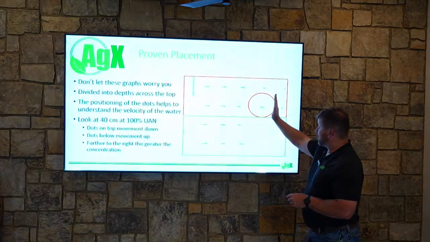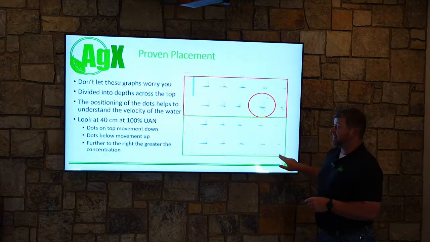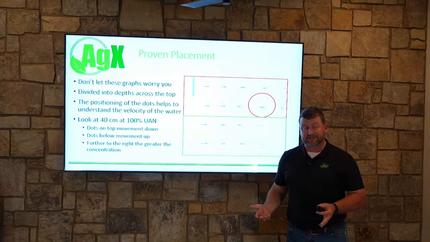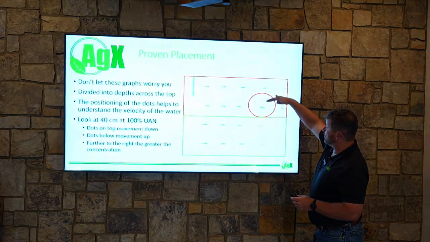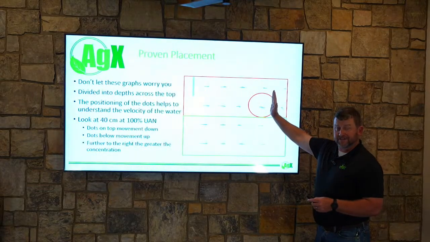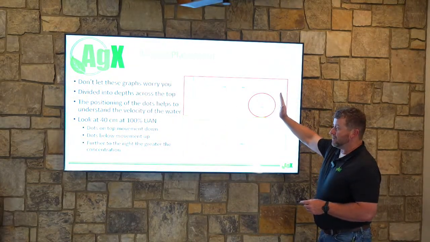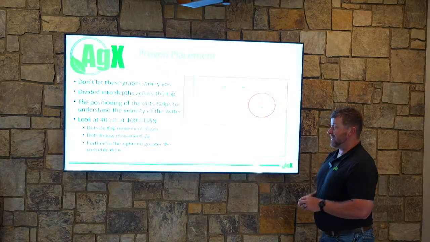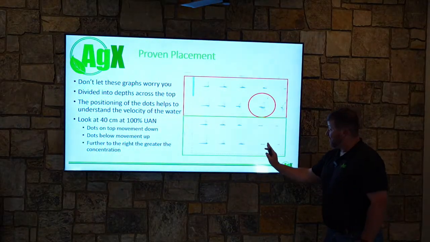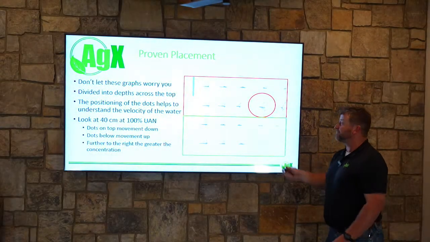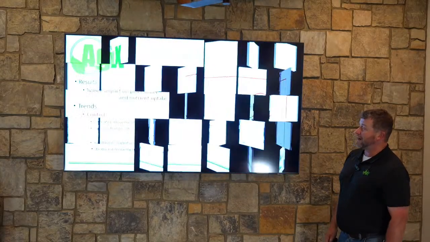Also, as we move further to the right, what that is telling us is that it's a greater concentration. So not only am I moving water down through that soil profile, but there's also a greater concentration down through that soil profile when we compare those to the other side. So if we look at the 40% down at the bottom for the end zone max, we see very little movement and everything is shifted more to the center line versus being shifted to that right hand side.